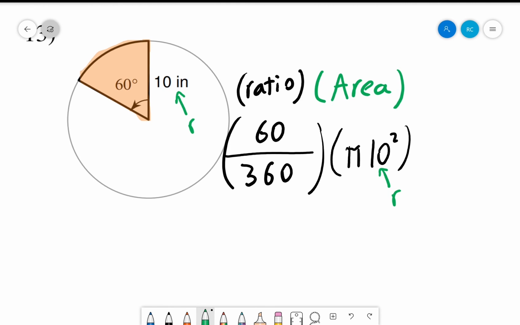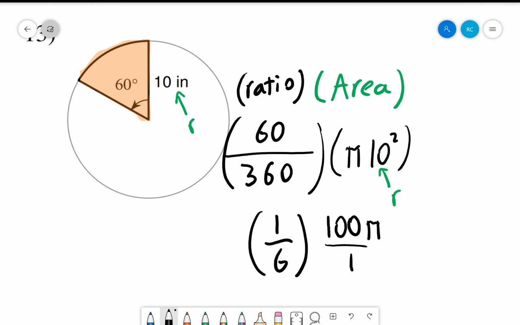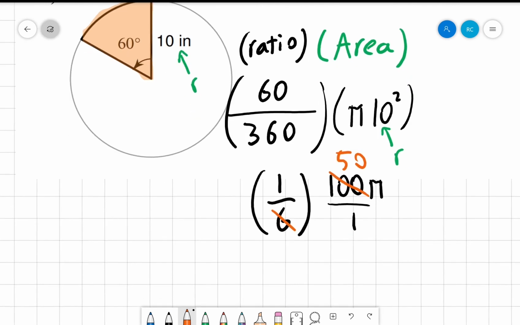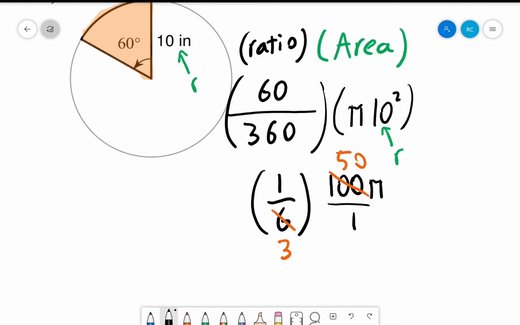Well, now let's do some simplification. We found out in an earlier video that 60 over 360 is the same thing as 1 over 6. Try it yourself if you don't believe me. They're both divisible by 60. 10 squared is 100, so we get 100 times pi, again over 1 because I'm dealing with fractions. Both of these numbers are even, so I can get 50 on the top and 3 on the bottom. I get 50 pi over 3.